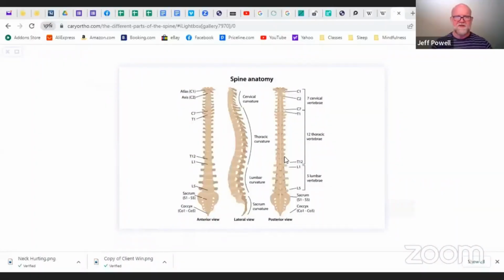Okay, so what we're talking about is not this. This is the spine, but I did want to show the spine because you may have an issue with your cervical spine. So there are these 7 cervical vertebrae, and between each pair of vertebrae is a disc. Okay, and that's what we're going to be talking about today.